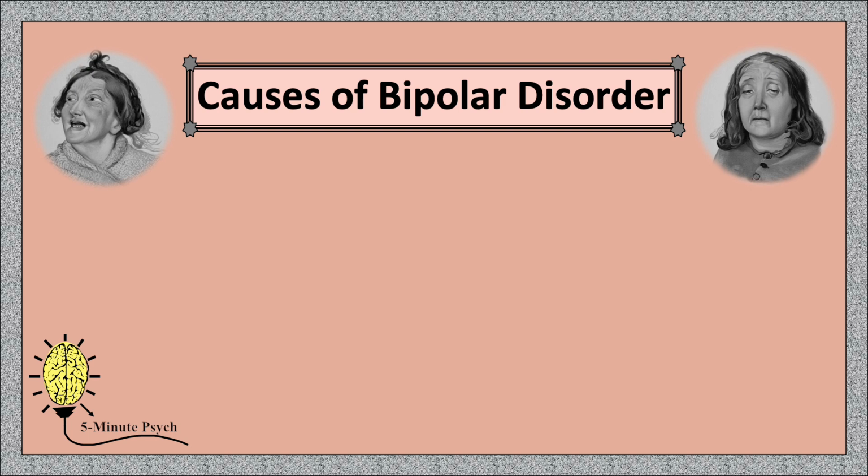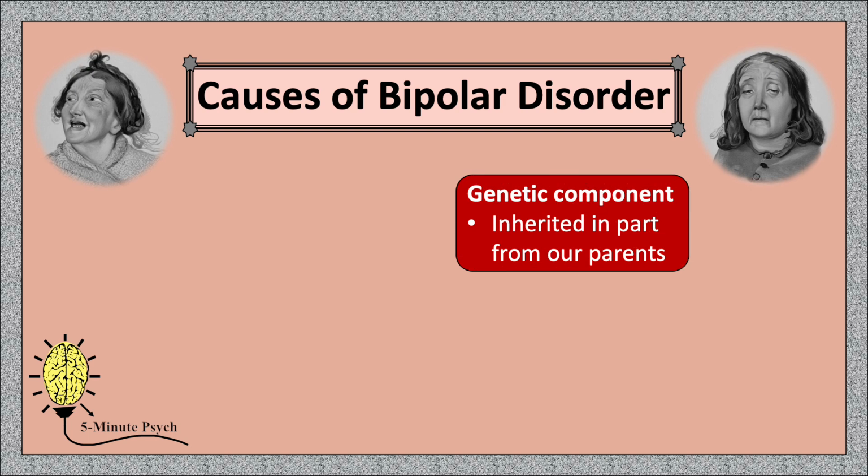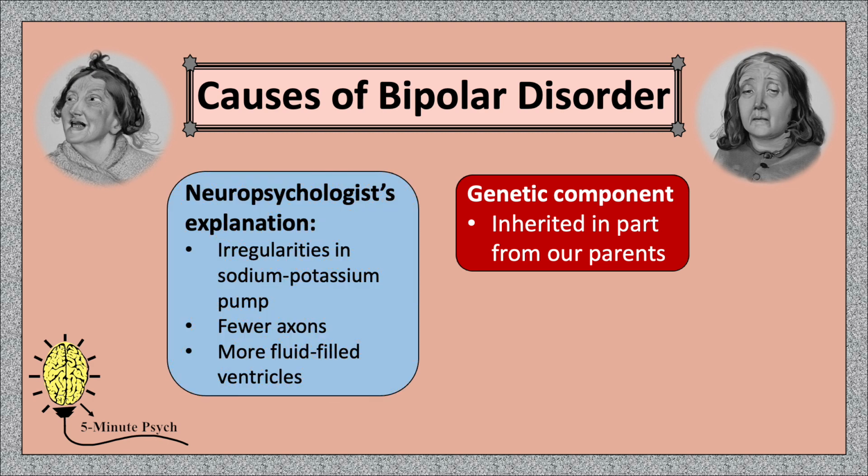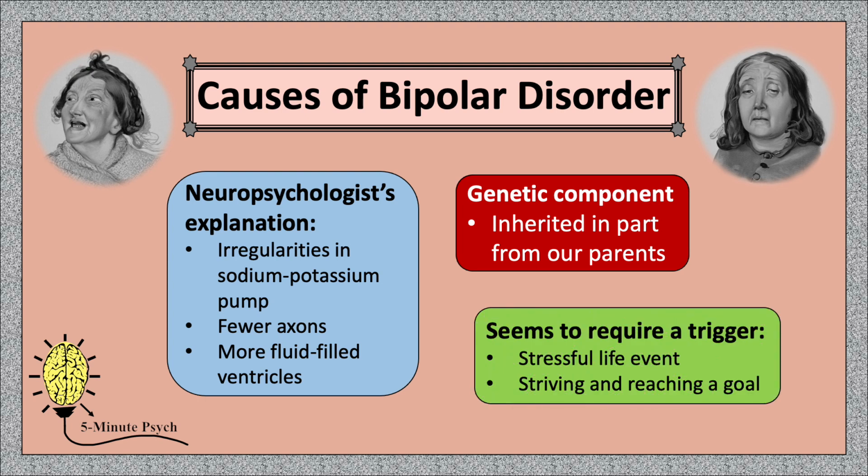Well, we know from family studies that it's highly heritable, so there's a genetic component. We also see some irregularities in the sodium-potassium pump, which would affect how neurons communicate. Additionally, someone with bipolar disorder may have fewer axons and more fluid-filled ventricles in their brain. Aside from physiological reasons, it looks like bipolar needs an environmental trigger to unfold. One trigger could be a major stressful event, but it could also be something positive, like striving and reaching a goal. With someone predisposed to bipolar, this could get them overly aroused and trigger the development of the disorder.